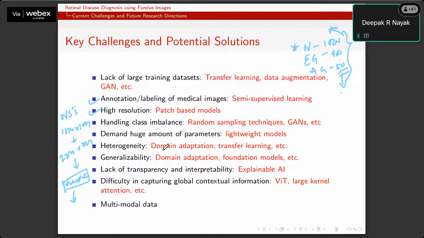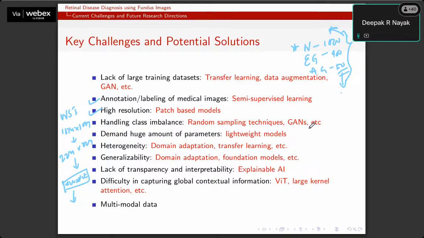Demand for a huge number of parameters is a very important thing. There are a few models, like vision transformers and some other architectures, which demand millions of parameters. And you know that if the model has a huge number of parameters, then the training time is going to be really high because of the number of computations. In that case, it will also be difficult to deploy those kinds of algorithms.